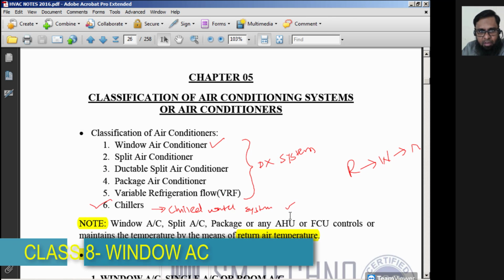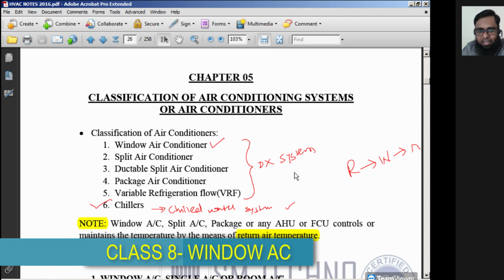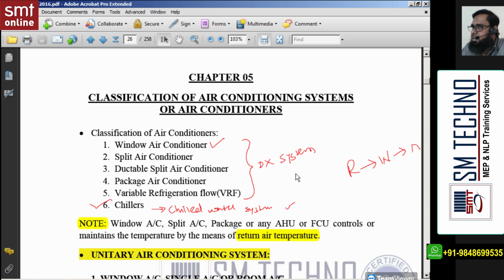Now we are ready to deal with chapter 5, and chapter 5 is classification of systems. Which systems? Air conditioning systems. And remember, in chapter 5 we are learning the different types of system, right from window to chill water system. We'll not deal with the selection. Selection we will do in chapter number 8 after load calculation.